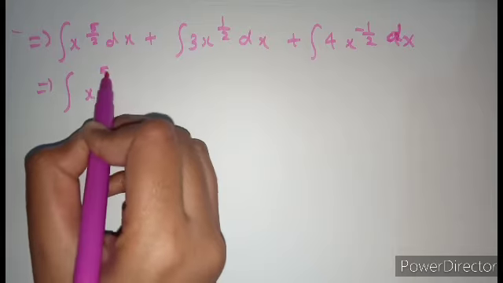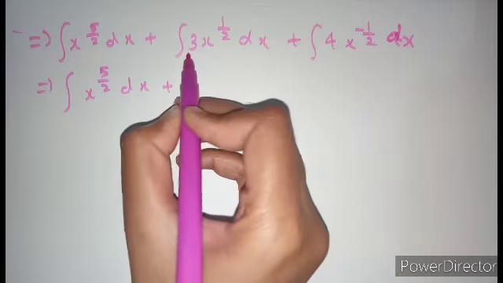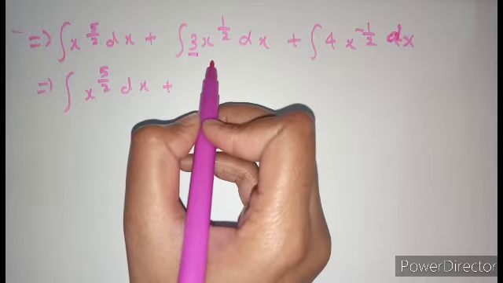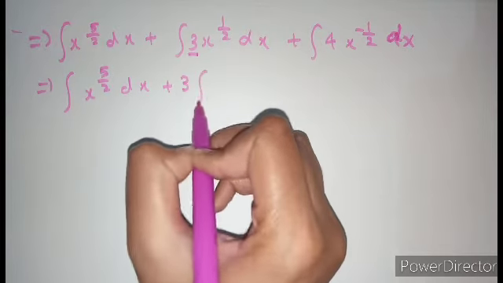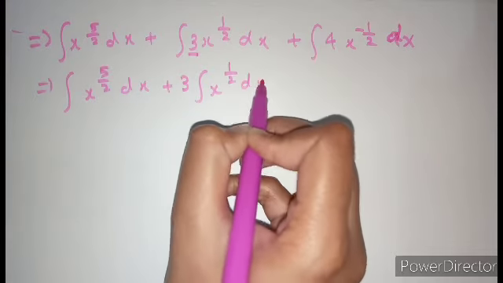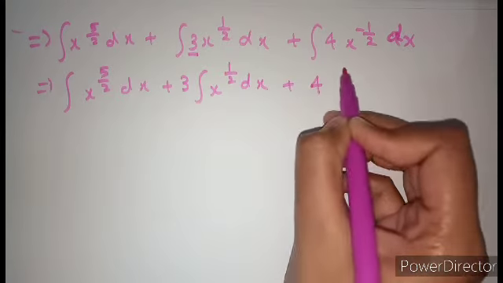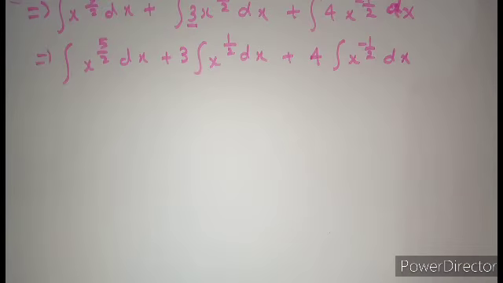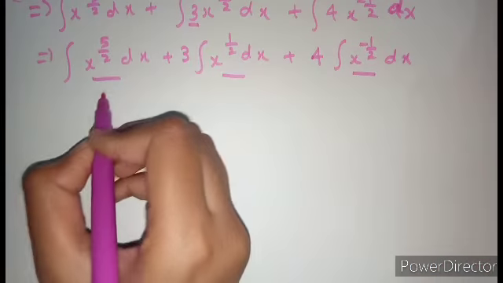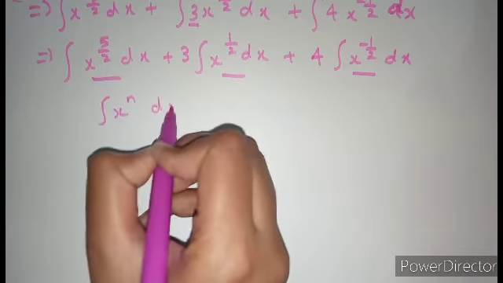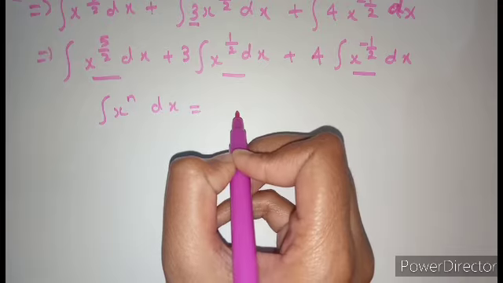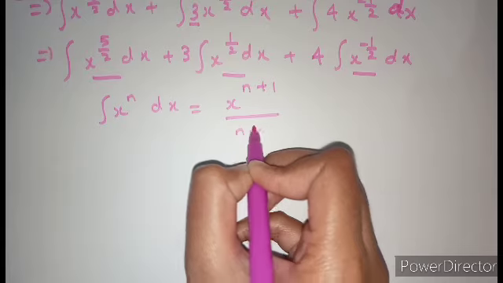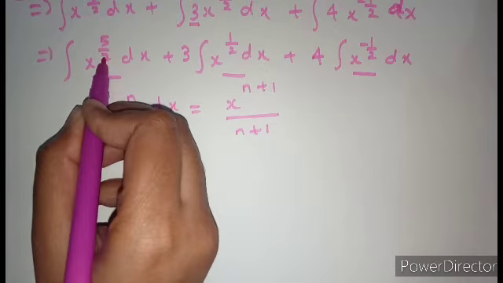Now x to the power of 5 by 2 dx as it is, since 3 is constant because we are integrating with respect to x. So 3 is constant, so take it outside: 3 integral of x to the power of 1 by 2 dx. Take 4 outside: x to the power of minus 1 by 2 dx. Now these three integrals are of the form x to the power of n dx. Integration of x to the power of n dx is x to the power of n plus 1 upon n plus 1, right?